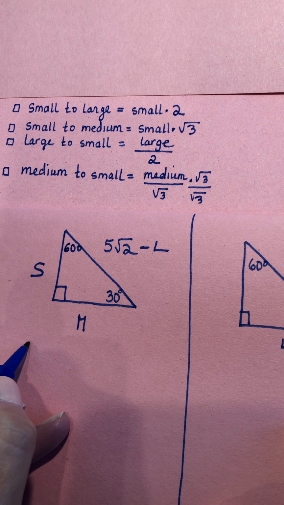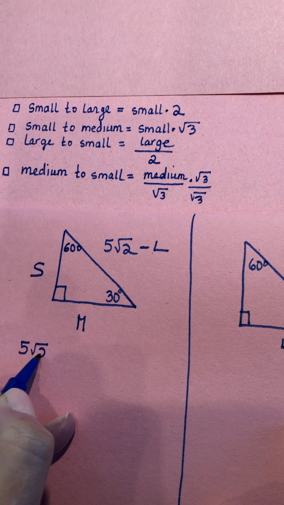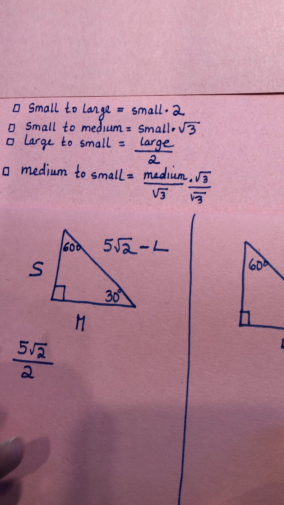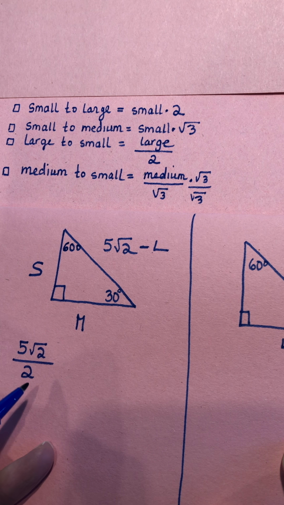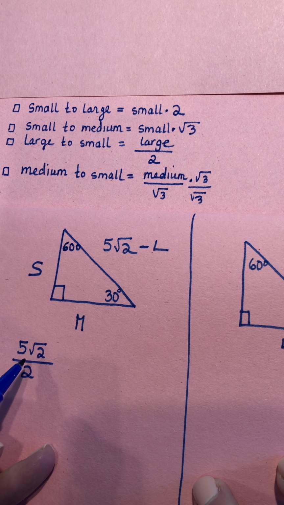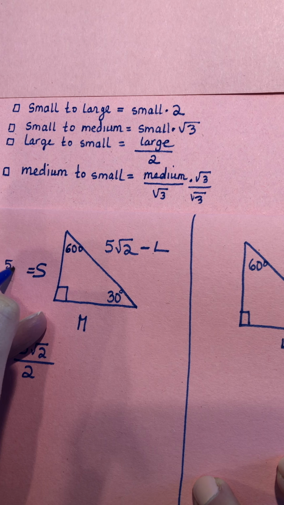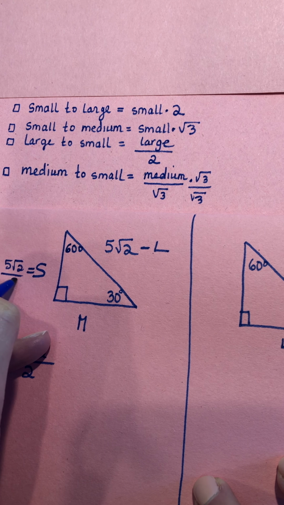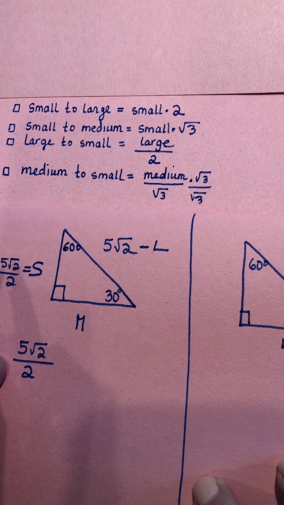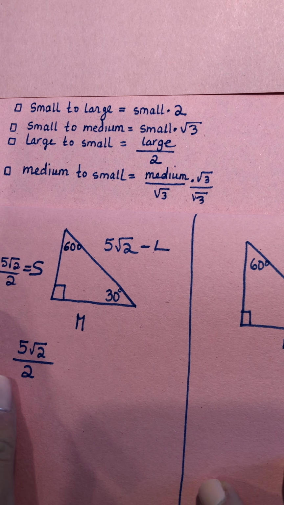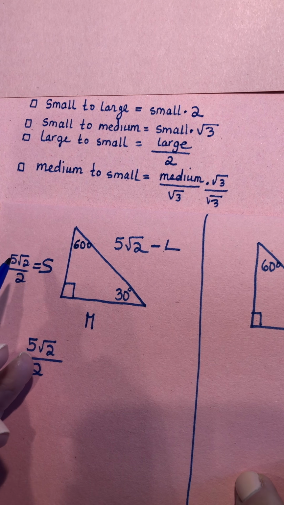So I'm going to take my large side and divide by 2. Okay, now I'm allowed to have a regular 2 on the denominator. So my small side is simply 5 root 2 over 2. And in this case, 5 over 2 can't be simplified. And so I can just leave my answer as 5 root 2 over 2.